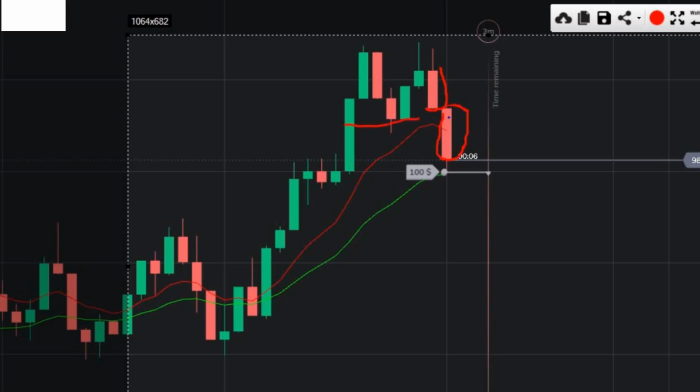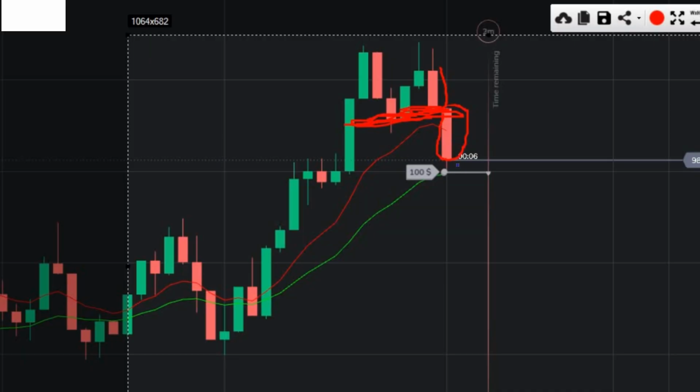At that point now, this level had been broken. That was why I was waiting for the candle to close before placing my 3 minutes down trade. Okay, you can see this level was now broken, showing that this level is no longer valid. So this means that sellers are now in control of the market.